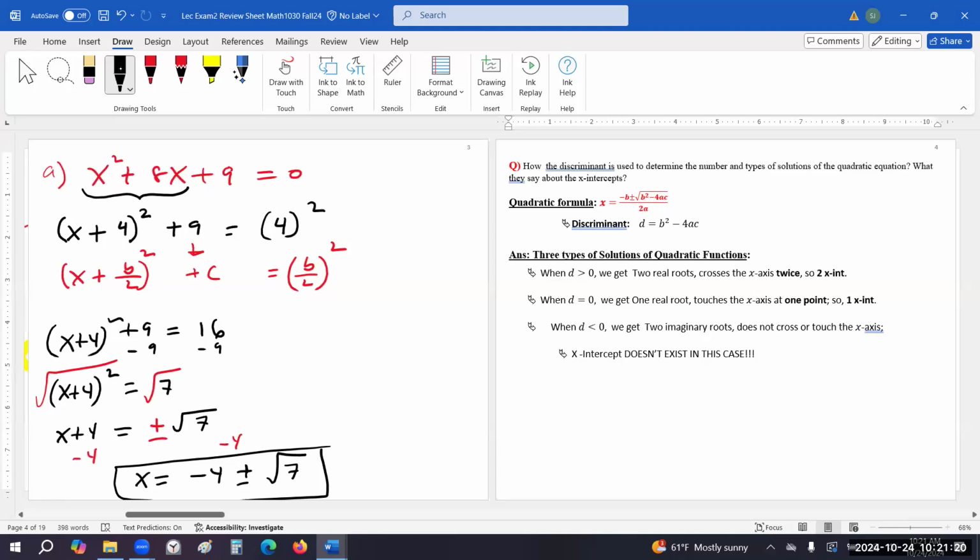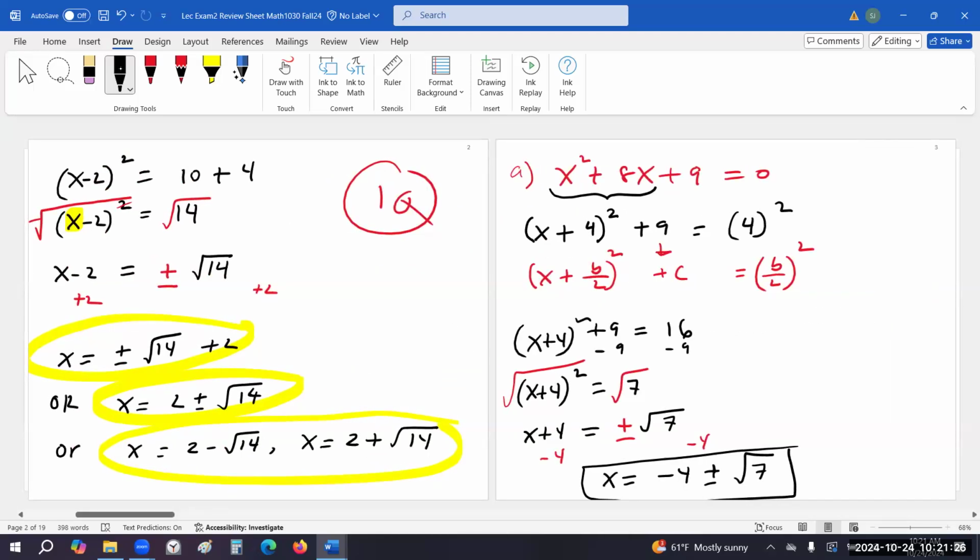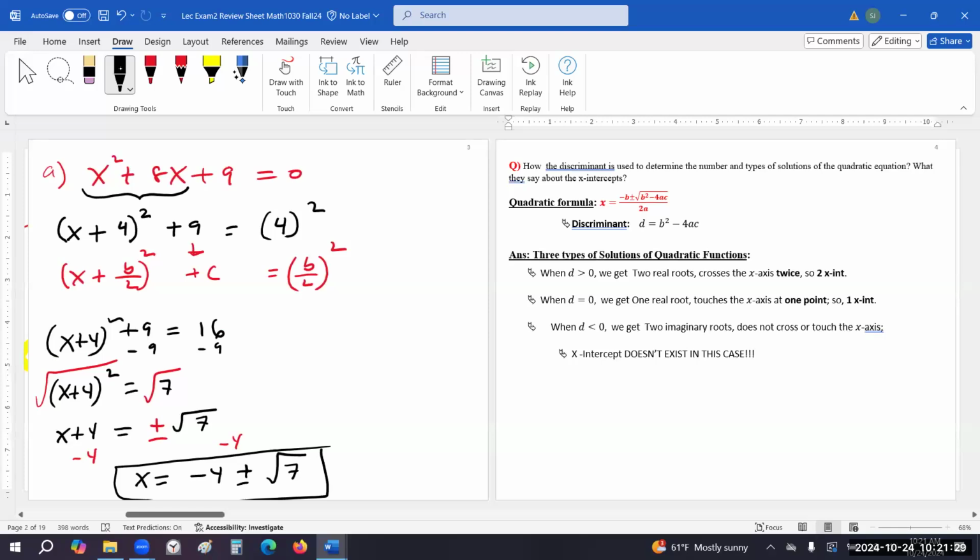The next topic is about the discriminant. The discriminant is b squared minus 4ac. And based on that, without even solving anything, we can figure out how many solutions you're going to get, or whether you're going to get any x-intercept or not. So when this thing is positive, we get 2 real solutions. That means we have 2 x-intercepts.